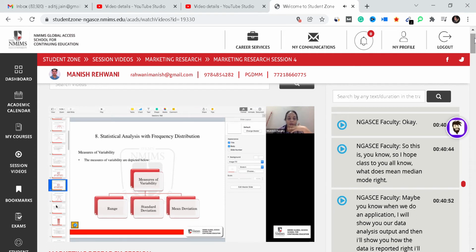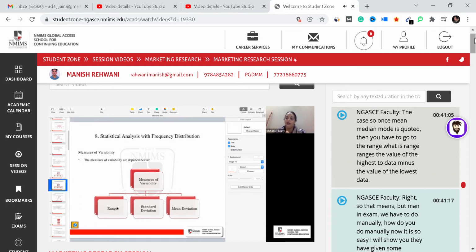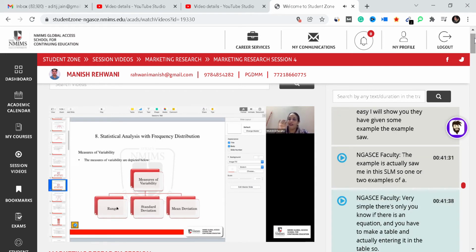So now, okay. Once mean, median, mode is quoted, then you have to quote the range. What is range? Range is the value of the highest data minus the value of the lowest data, right? But ma'am, in exam, we have to do manually. So you do manually, na? It is so easy. I will show you. They have given some example. The example is actually solved in this SLM also. 1 or 2 examples are there. It's very simple. There is an equation and you have to make a table and I keep entering it in the table.